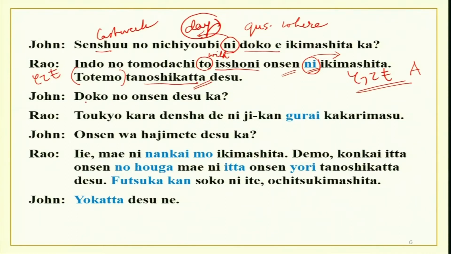Doko no onsen desu ka? Which place no onsen? So, onsen are hot springs, as you already know, and the Japanese go there to relax, to enjoy, to interact, to socialize, and going to an onsen is considered a big holiday. So, Tokyo kara densha de 2 jikan gurai kakarimasu. Now, when you go to an onsen, there are a lot of do's and don'ts. So, you can look up the do's and don'ts of onsen on the net. What you are supposed to do when you go to an onsen, what you are expected to do, and what you should not do. The should not part is very, very important.